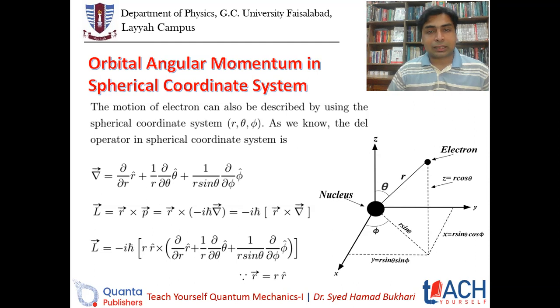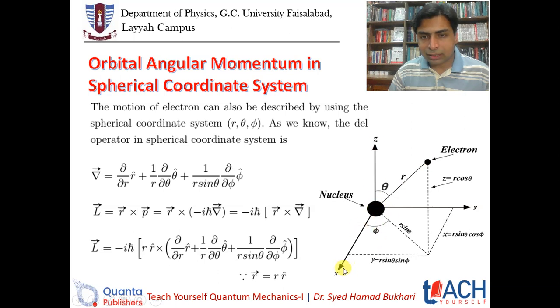Just like x, y, z, in spherical coordinates we have r, theta and phi. तो r, theta और phi क्या है, ये आपने MMP में पढ़ा होगा. Consider this is the nucleus, this is the electron which is revolving around the nucleus. This is the z-axis, this is y, this is x. So this is the angle between, you can say, the position vector r and the z-axis.